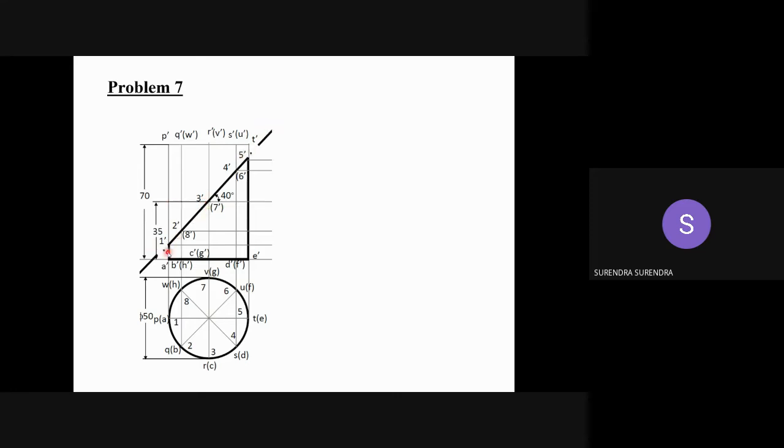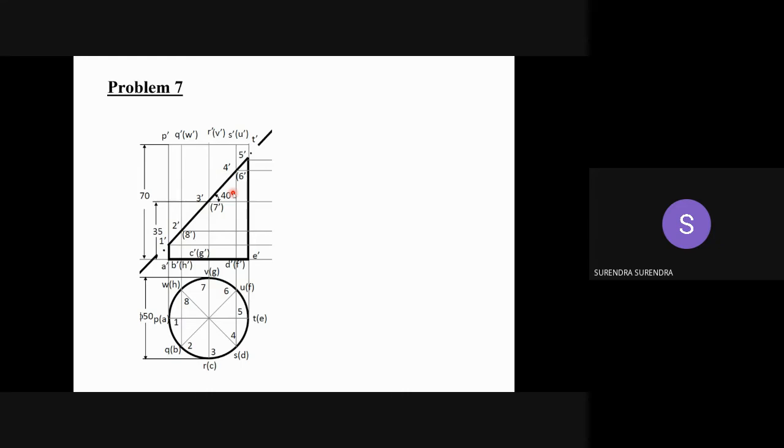Draw the section plane. Now, the section plane is cutting the generators, not the edges. A dash P dash at 1 dash, B Q at 2 dash, C R at 3 dash, D S at 4 dash, E T at 5 dash, F U at 6 dash, G V at 7 dash, H W at 8 dash. So again, we are getting the 8 points.